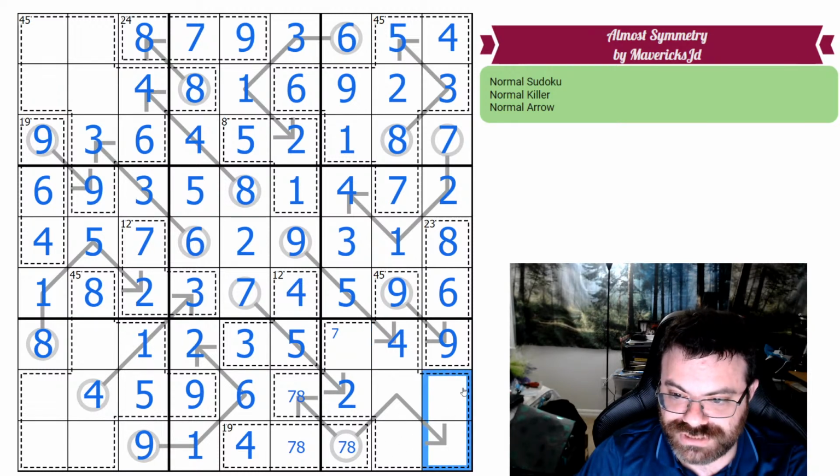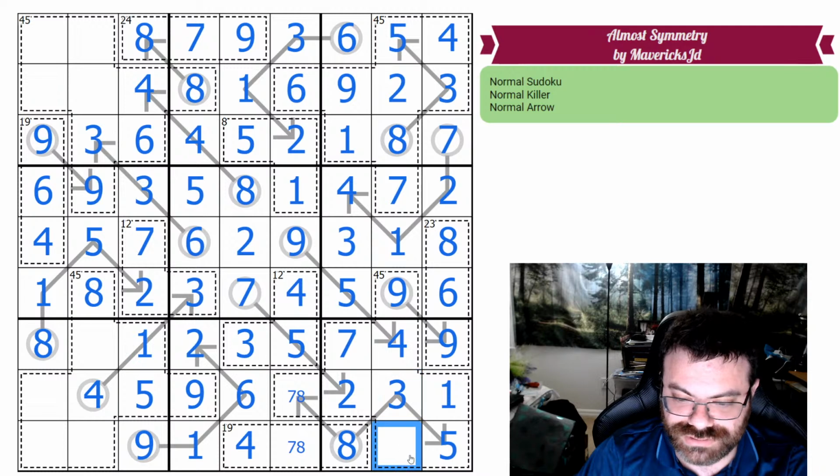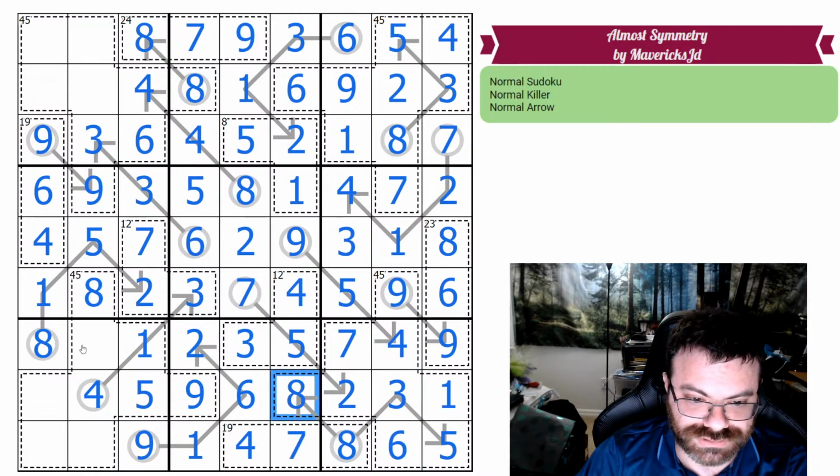Pretty much finishing up. What do we need? We need a 1 and... the 1 goes here. This is a 5. That's probably going to help this arrow. This is a 7 or an 8. Can't be an 8. That's 7 and 8, so that's a 3. It's a 6, 7 and 8.